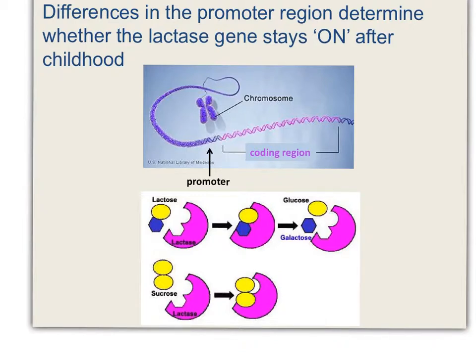So this is how it actually works. We've got a homologous chromosome up there. We've got this coding region.